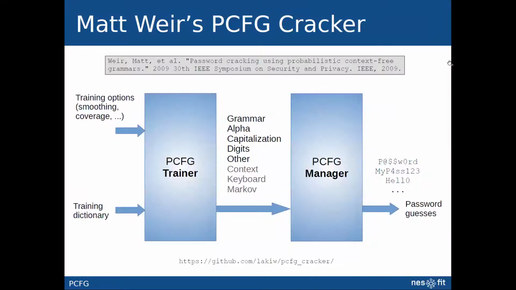The original idea is from Weir, who originally proposed the use of PCFGs for password cracking and presented it in this nice paper and also other ones. Also his PhD thesis as well. And Weir created a proof of concept tool, which consists of 2 applications. One is called a PCFG trainer, and the other is a PCFG manager. The trainer is used for processing the input dataset and creating the grammar, and the manager simply generates the password guesses from the grammar.